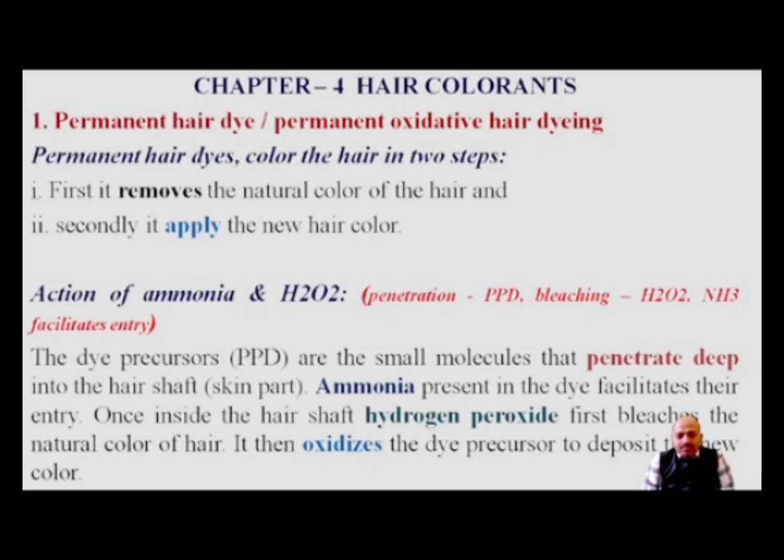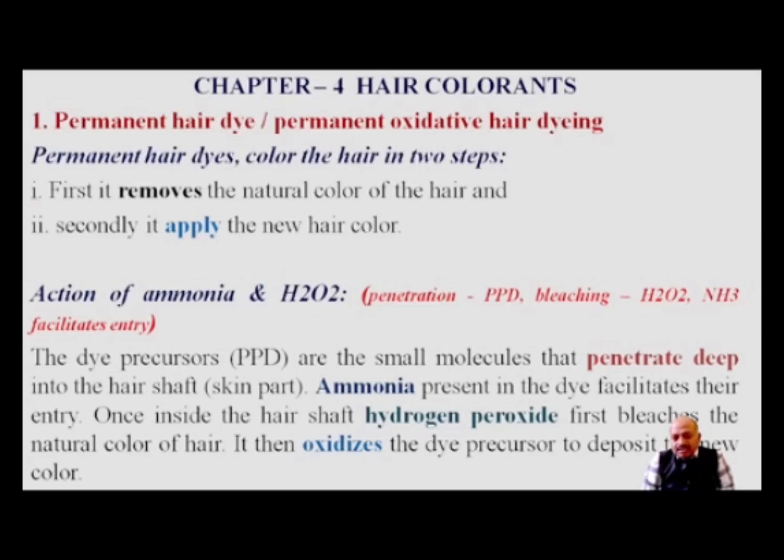The dye precursors PPD, paraphenylenediamine, are small molecules that penetrate deep into the hair shaft. Ammonia present in the dye facilitates their entry. Once inside the hair shaft, hydrogen peroxide first bleaches the natural color of hair. It then oxidizes the dye precursor to deposit the new color. That is the principal action of ammonia and hydrogen peroxide.